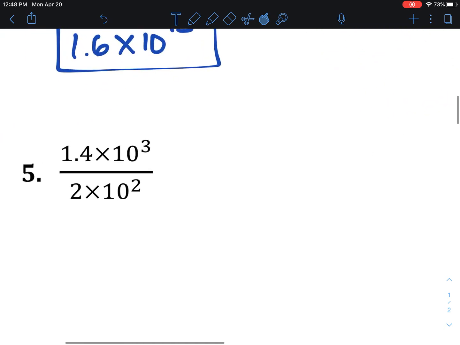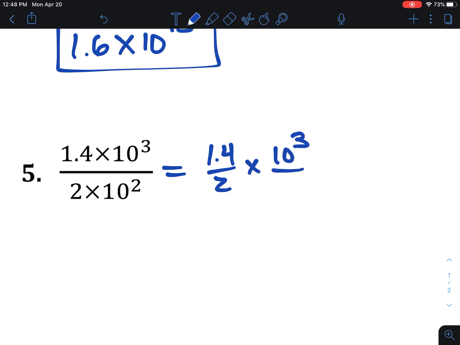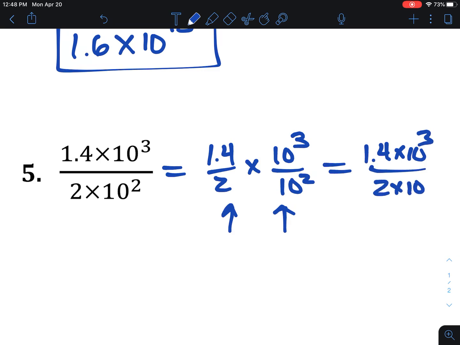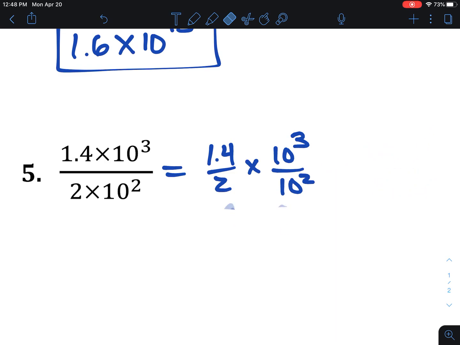So we're going to look at the next few here, which is use division. So we're going to split this up, again, using the commutative property, but a different way. We're going to split this up as 1.4 over 2 times 10 to the 3rd over 10 squared. Because if you were to multiply these two fractions, how would you multiply them? Well, you'd multiply across the top, and you multiply across the bottom, which is why we can go backwards here and write it in these two separate fractions, because it's actually going to be easier with two fractions.